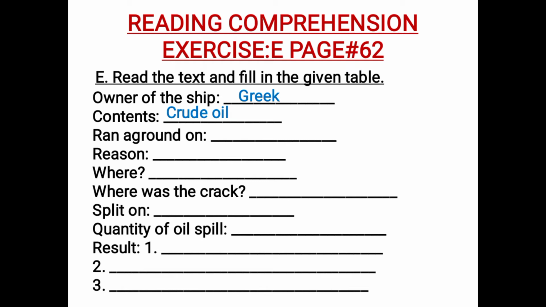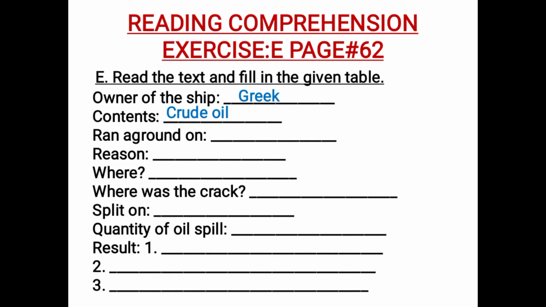For example, the first thing is the owner of the ship. The name of the owner was not mentioned in the chapter, but it was mentioned that it was a Greek ship. So if it was a Greek ship, it means the owners were Greek. I have already written the answer for you as an example of how you're supposed to fill in this table. Then the second one is the contents.